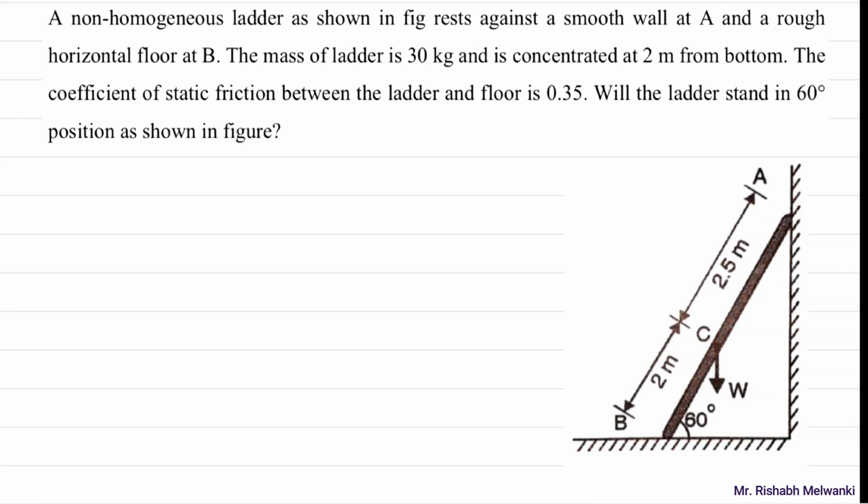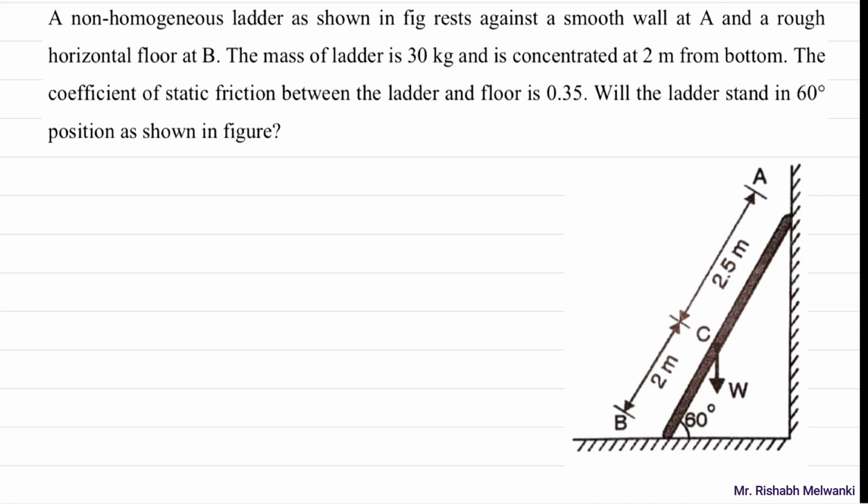Okay, so we'll move ahead. Rest against a smooth wall. So at point A the wall is smooth, meaning here friction will be what? 0. Smooth means mu value is not given, so friction will be 0. Now this question is very important. Understand it well. And a rough horizontal floor at B. So this point is rough, meaning here friction is there.